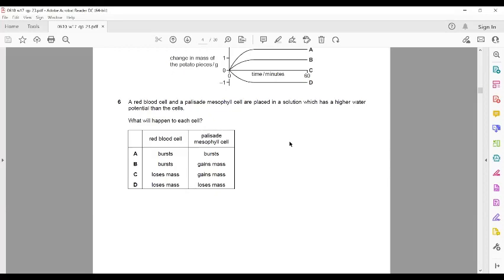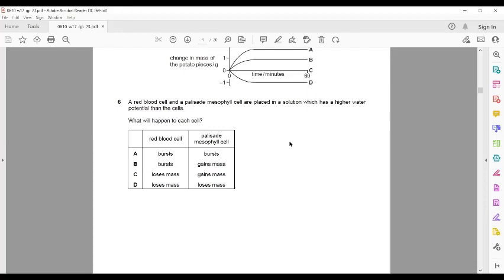So we have to say that in the dilute solution, the distilled water, because there is lots of water outside compared to the inside of the cell, the water goes inside the cells. So we know that the cells should get bigger. And if this continues, because the red blood cells or animal cells don't have a cell wall, they can lose the integrity of the cell membrane and they can burst. So the answer should be A or B. Now, what happens to the palisade cell? It doesn't burst because it has a cell wall. So A cannot be the answer.